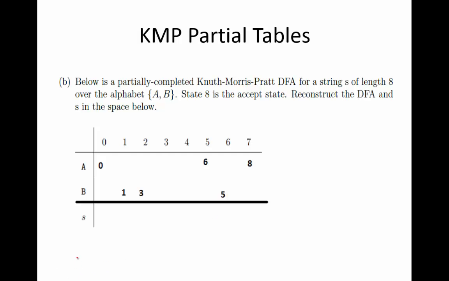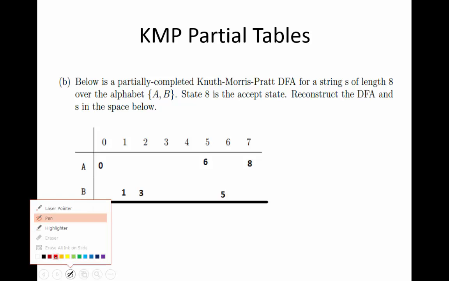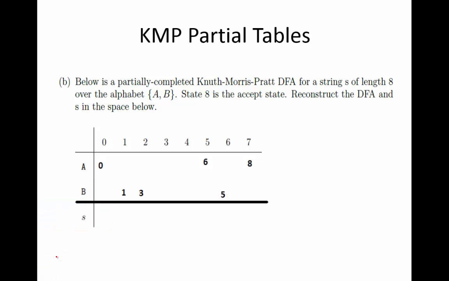So here's another type of problem. This is very interesting, but it can be very tricky, so we have to be careful in determining how to find it. It says it's a partially completed KMP DFA for some string S. We have no idea what the string S is over the alphabet AB. We want to know what the DFA is and what the S is.